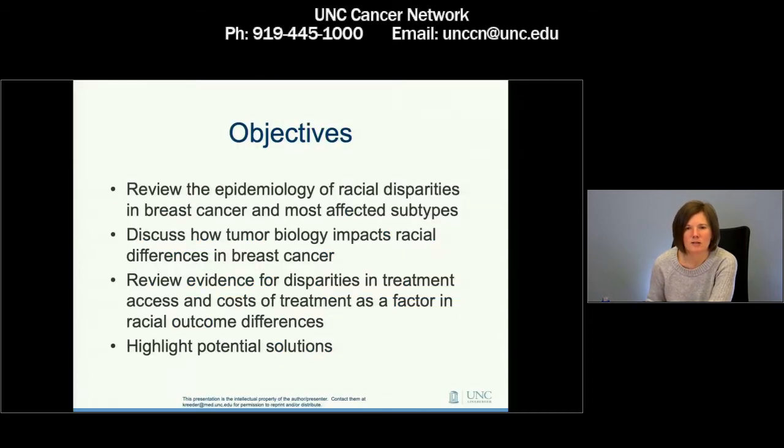Our objectives today, quickly, are first to do a quick review of the epidemiology of racial disparities in breast cancer and talk about which subtypes of breast cancer have the biggest problem with disparities by race. Then we'll talk about tumor biology in breast cancer, which is not just one disease, but a collection of different kinds of biology, and how that impacts racial differences among breast cancer patients. Then we'll talk about some of the evidence that disparities in treatment also play a role in differences in breast cancer outcomes, in particular the cost of treatment and how that interacts with race. Finally, we'll finish by talking about something that Dr. Wheeler and I are particularly interested in, moving from just understanding the different things that contribute to the problem to potentially starting to come up with some solutions.